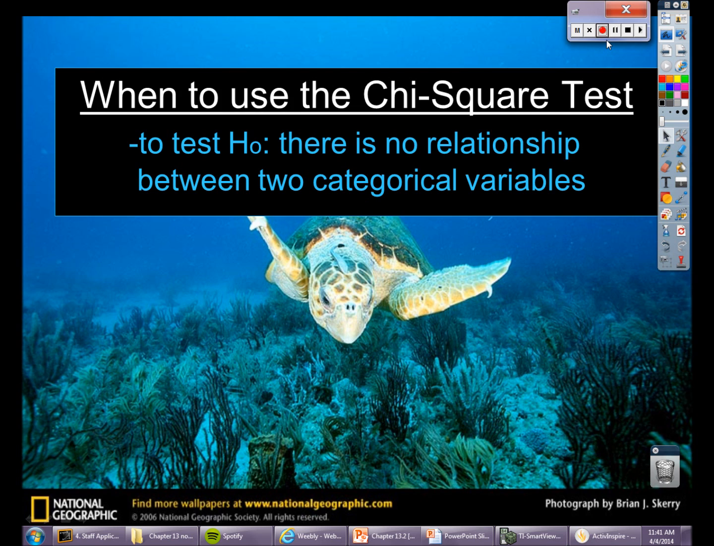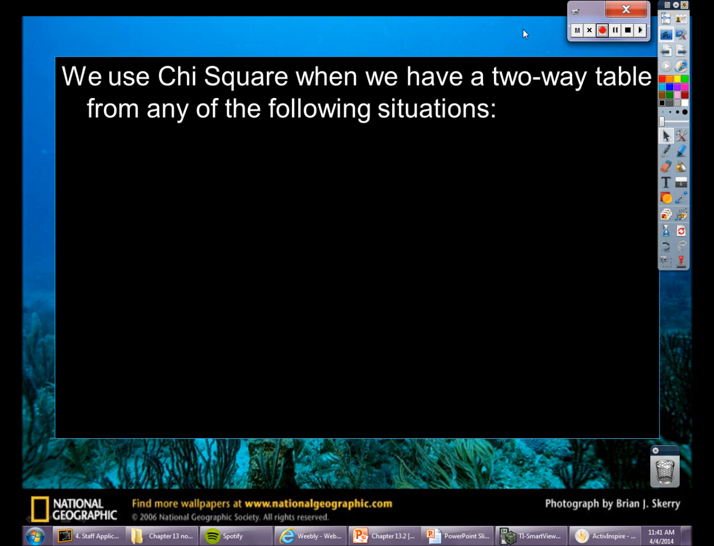So we're always testing there's no relationship between 2 categorical variables. There's several ways you can write that down when you're listing or labeling your null hypothesis. Here's some guidelines on when we should be using the ChiSquare test.